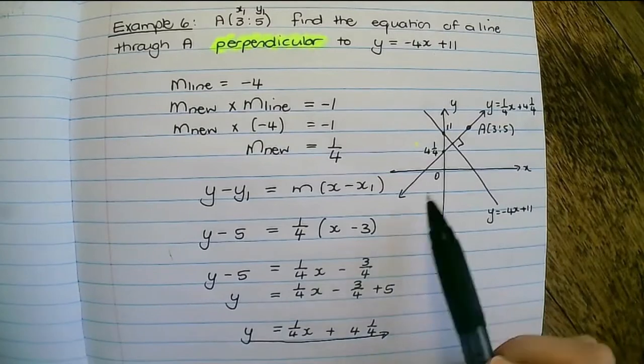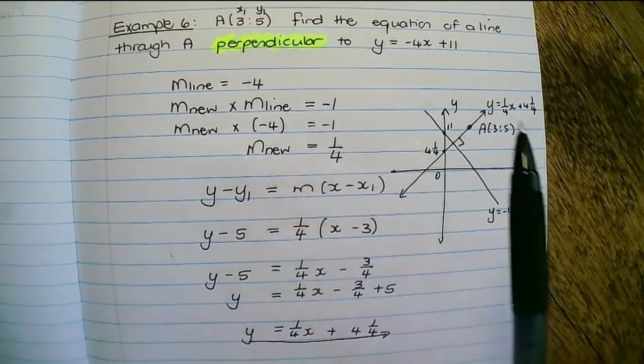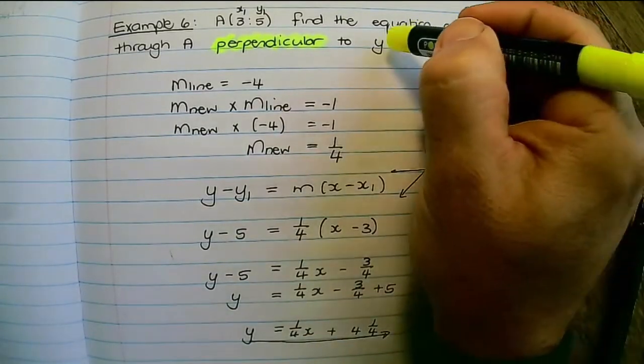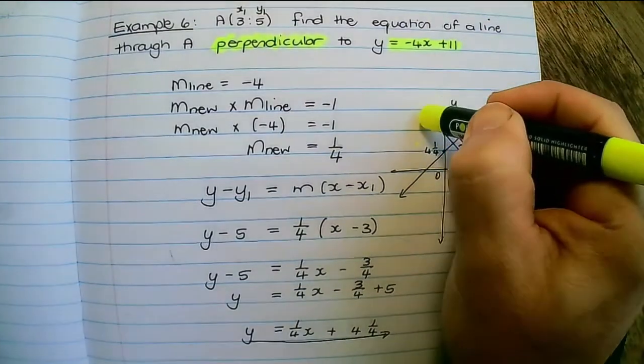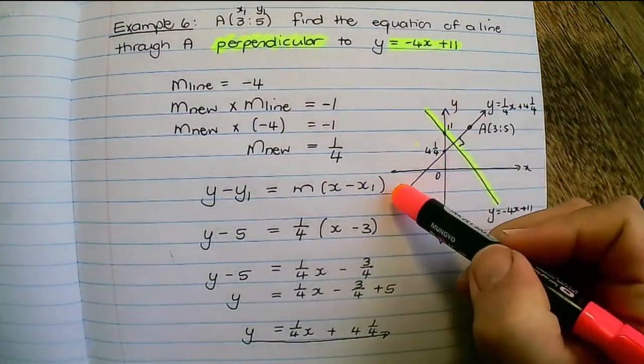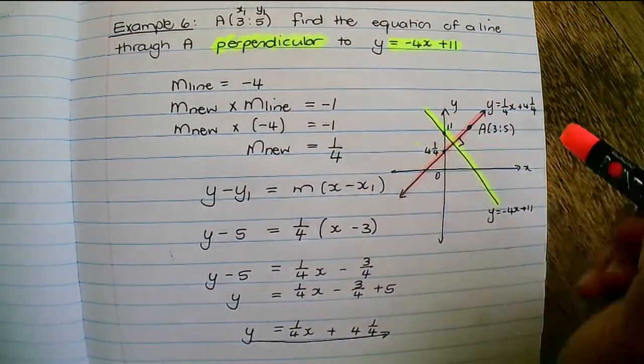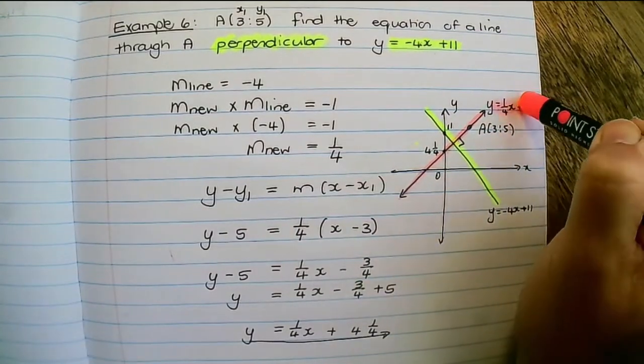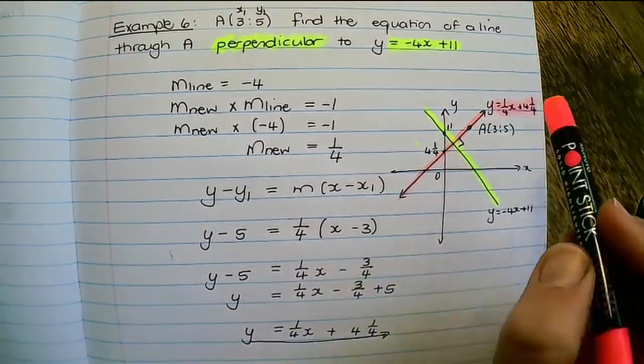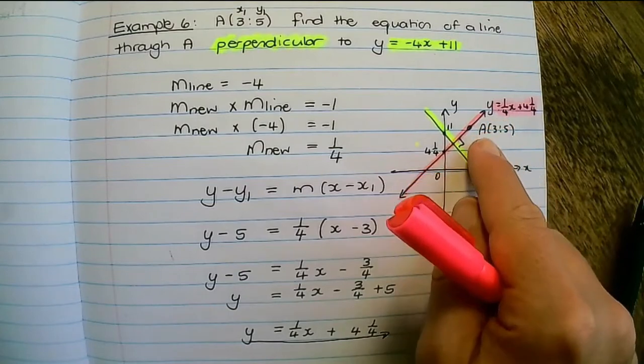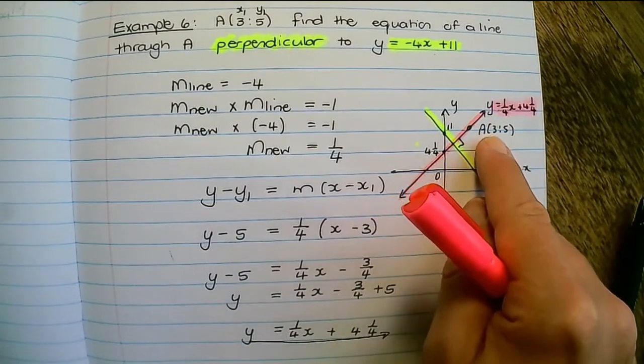So if I plot them on a Cartesian plane, I would find that y equals negative 4x plus 11 is perpendicular to y equals a quarter x plus 4 1/4. And this line runs through the point with the coordinates of 3 and 5.